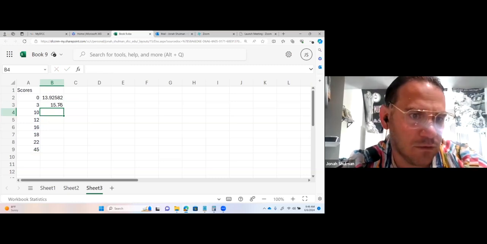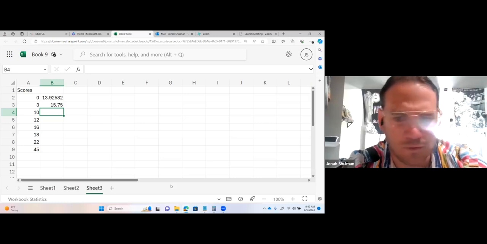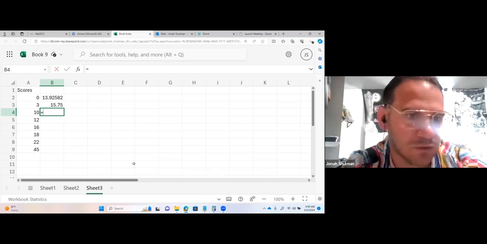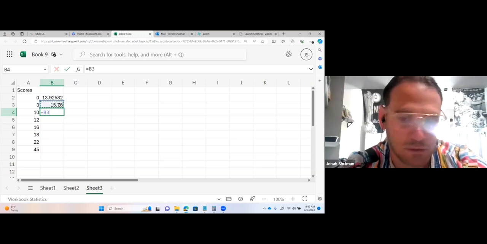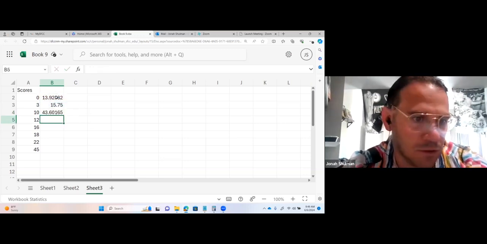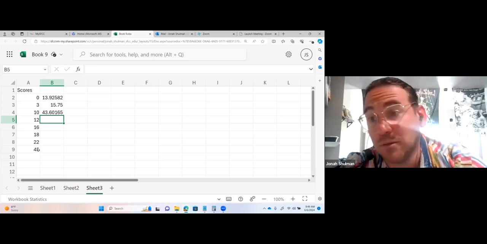15. 15 plus 13 plus 13. Is it 45? I don't know. Let's do it. We can just use this as a calculator. So this plus this plus this. It is. It is an outlier. It's an outlier by 2.